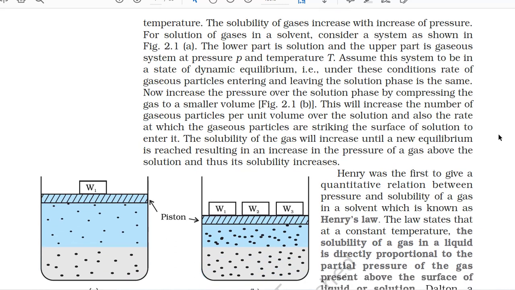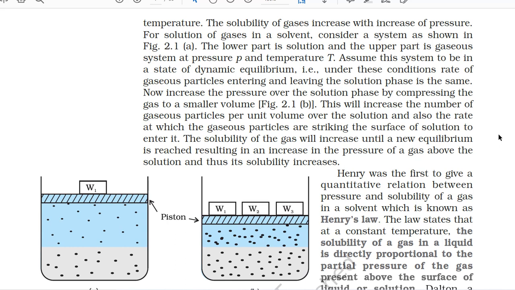The solubility of gases increases with increase of pressure. For solution of gases in a solvent, consider a system as shown in figure 2.1a. The lower part is solution and the upper part is gaseous system at pressure P and temperature T. Assume this system to be in a state of dynamic equilibrium. That is, under these conditions, the rate of gaseous particles entering and leaving the solution phase is the same.